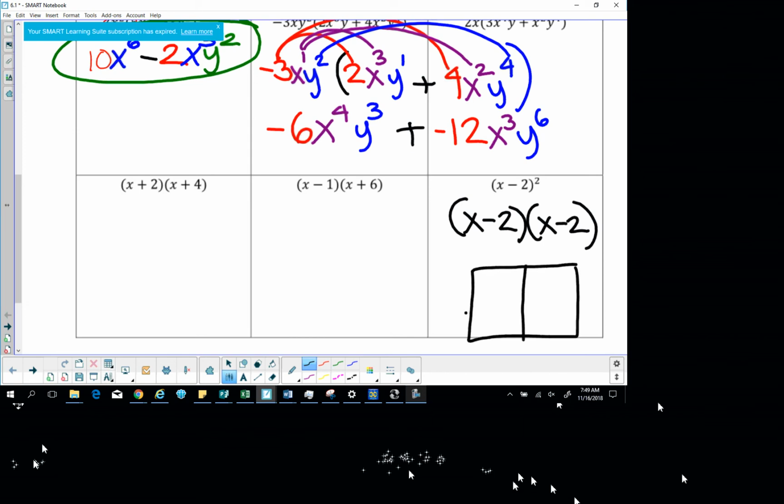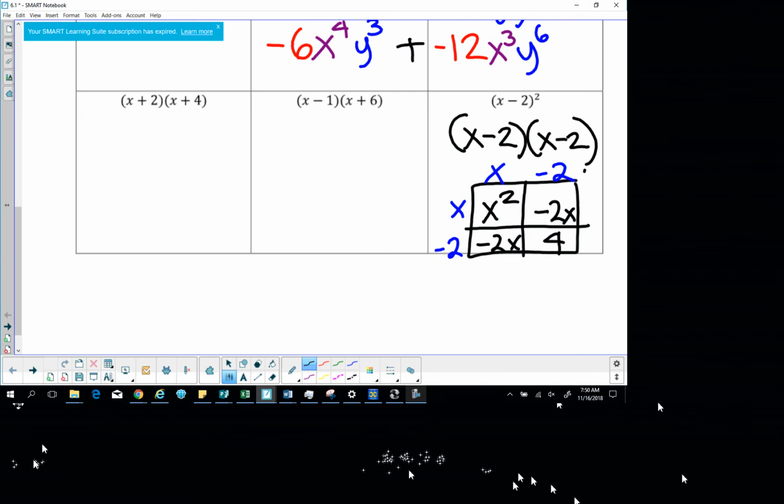I make my box, right? And I take the first one, x minus 2. It doesn't matter if you put it at the top or bottom. I mean, this one's the same one anyways. And then this one, x minus 2. And then you're just multiplying. So what's x times x? X squared. Negative 2 times x. Negative 2x. Negative 2 times x. And negative 2 times negative 2. 4. And so don't forget, don't mess up the signs also, because that's what a lot of people do as well. And then I just combine my terms.